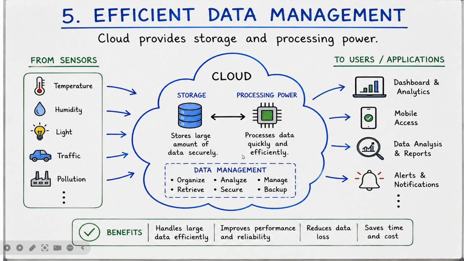Now this improves what? This improves the performance and reliability, and users can easily access the reports, alerts and analytics through the cloud services. For example, suppose a smart city application is using the cloud platform in order to manage the traffic, weather and pollution data efficiently, and thus the cloud technology makes the data handling faster, easier and more reliable.